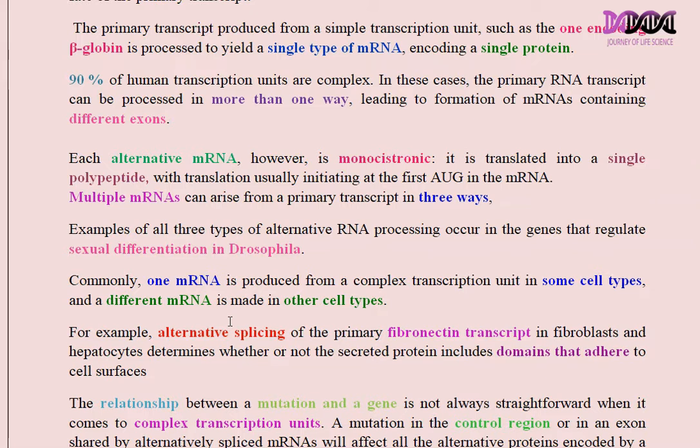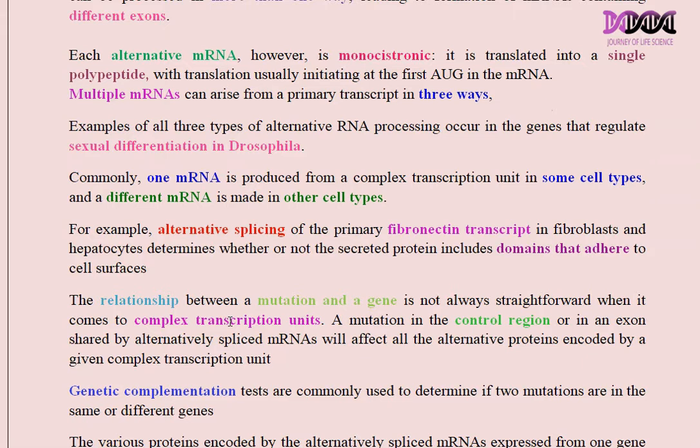So for example, this fibronectin protein sometimes may have the cell surface binding domain, that is the binding part, and sometimes it will not have the binding part, because the exon which encodes that amino acid sequence will be removed by the alternative splicing mechanism. So there is an absence of a particular binding domain.